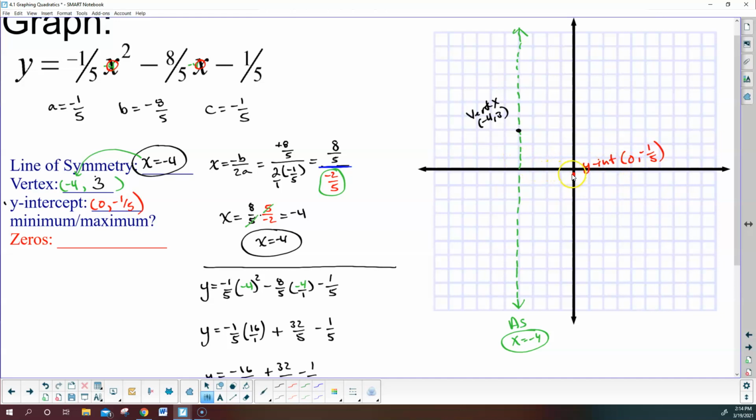there's my point. Now, notice how far this is away from the axis of symmetry. 1, 2, 3, 4. If I reflect it, 1, 2, 3, 4, I have that same point. And wow, that is not a great parabola, but I think you guys get the idea. Is there a max or a min? Since the A value is negative, we know it's opening downward, there's a maximum.